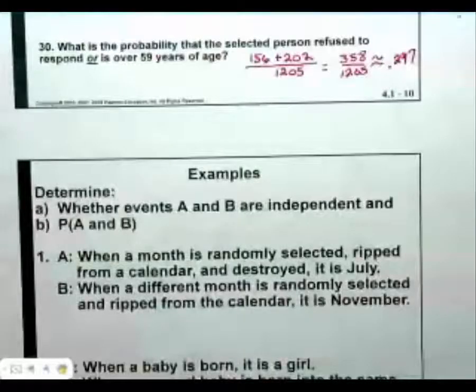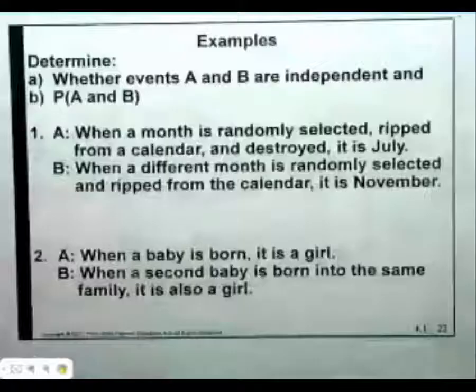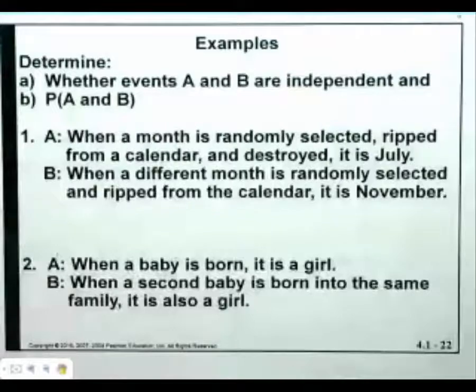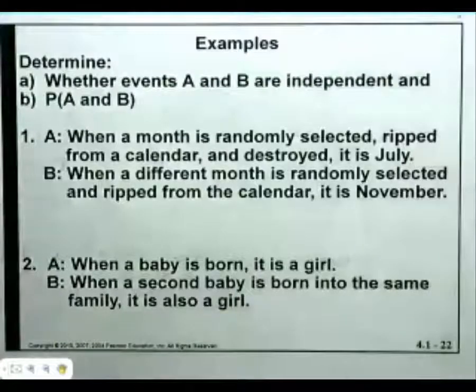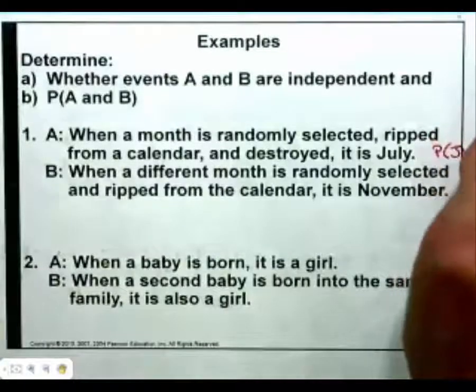Now, try to picture what's going on. I have a calendar in number 1. I'm going to rip a page out. If I just close my eyes and rip out a page, what's the probability that the page I just happened to get is July? Disregard all the extraneous pages in the calendar. 12 months, only one of them is July. So the probability that you randomly pick out July is 1 out of 12. Probability of July is 1 out of 12.